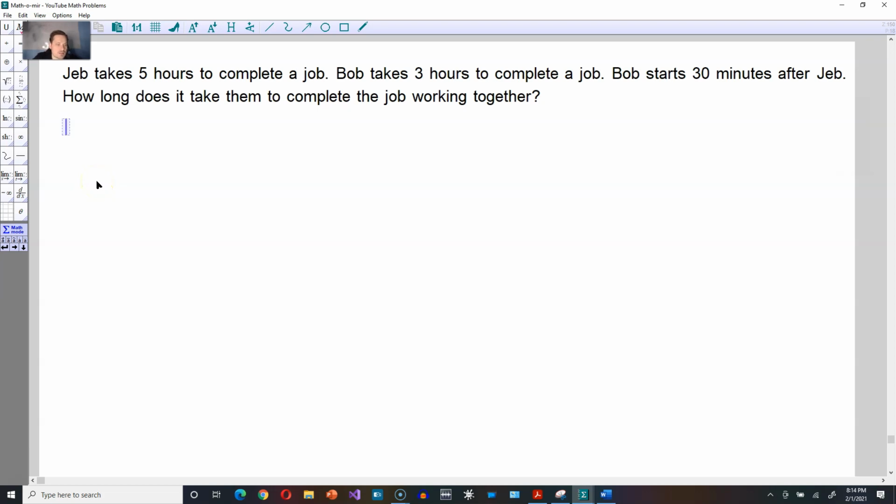Jeb takes 5 hours to complete a job, Bob takes 3 hours to complete a job. Bob starts 30 minutes after Jeb. This phrase, Bob starts 30 minutes after Jeb, is equivalent to saying that Jeb starts 30 minutes before Bob. Keep that in mind. How long does it take them to complete the job working together?